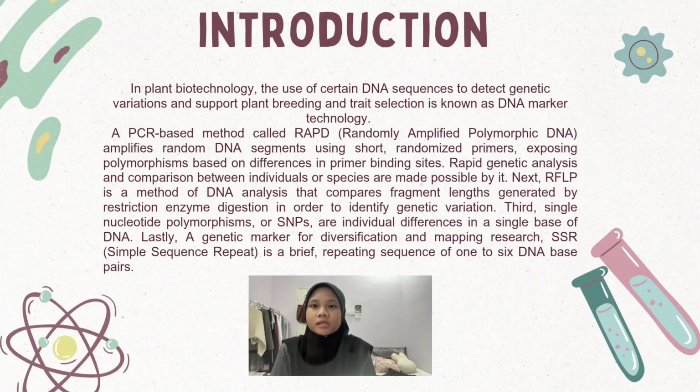Next, RFLP is a method of DNA analysis that compares fragments generated by restriction enzyme digestion in order to identify genetic variation. Third is single nucleotide polymorphisms, or SNPs, individual differences in a single base of DNA that serve as a genetic marker for diversification and may be researched. SSR, simple sequence repeat, is a brief repeating sequence of 1 to 6 DNA base pairs.